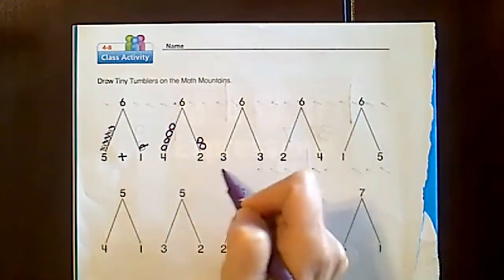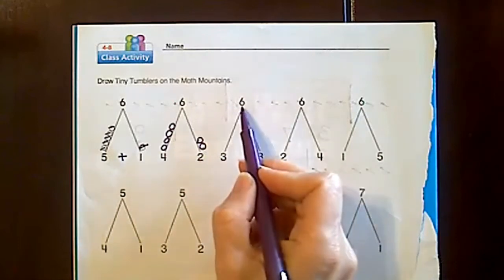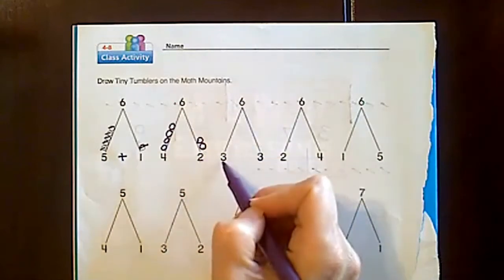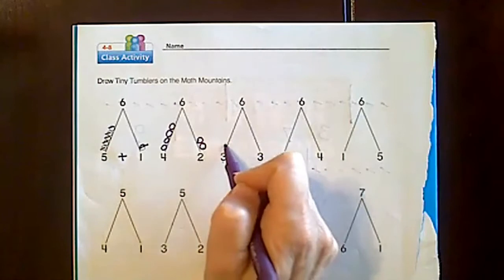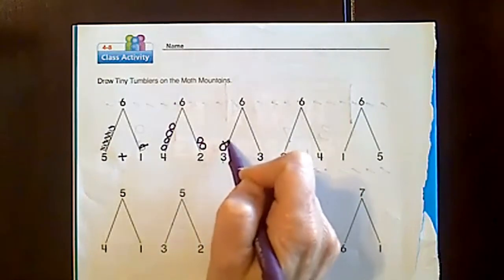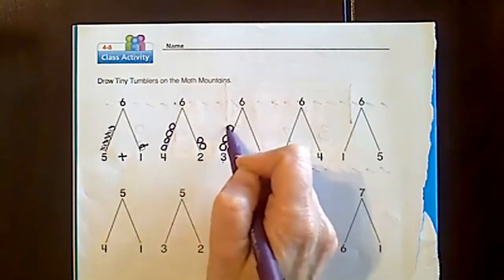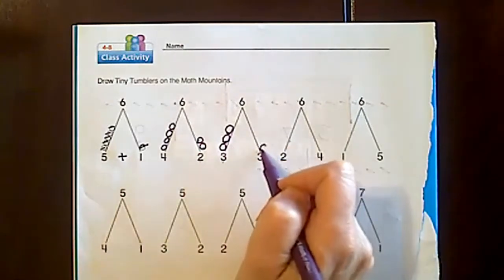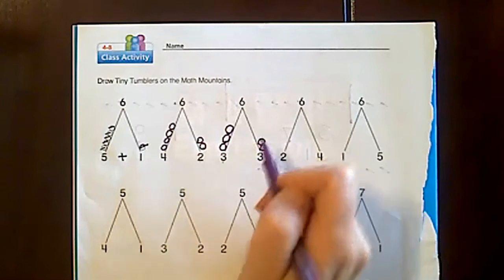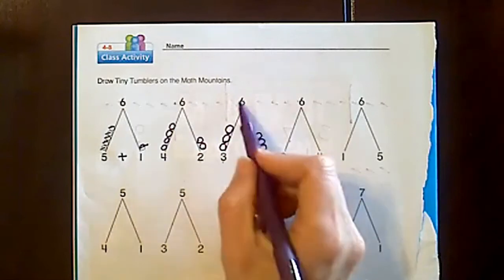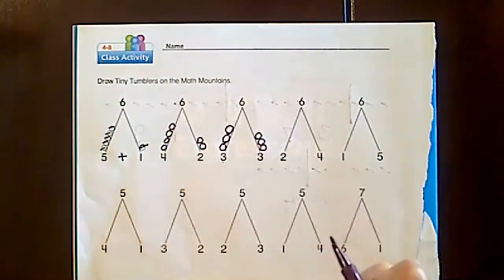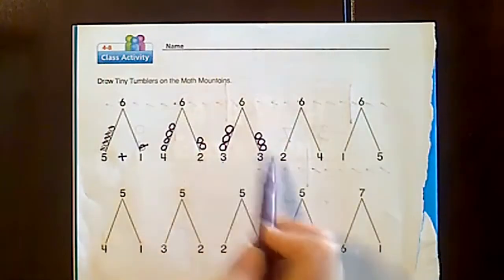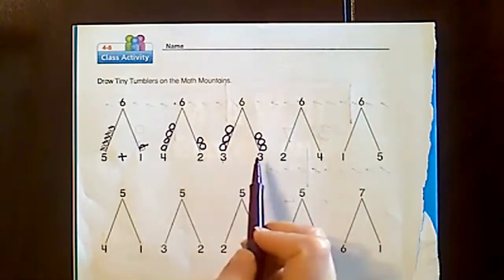All right, this time we have our 6 Math Mountain. This morning, 3 of them rolled down. 1, 2, 3 on this side. 1, 2, 3, 4, 5, 6. We got it right. Okay, so these numbers are here to help you know how to divide them.